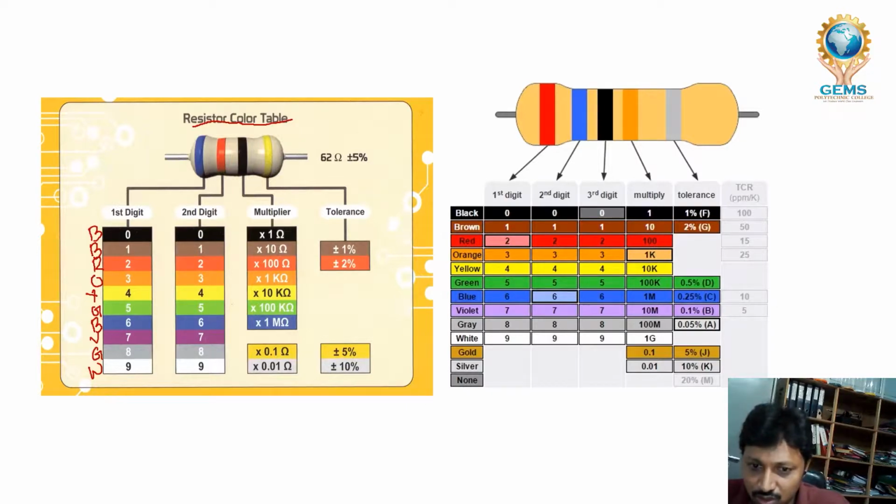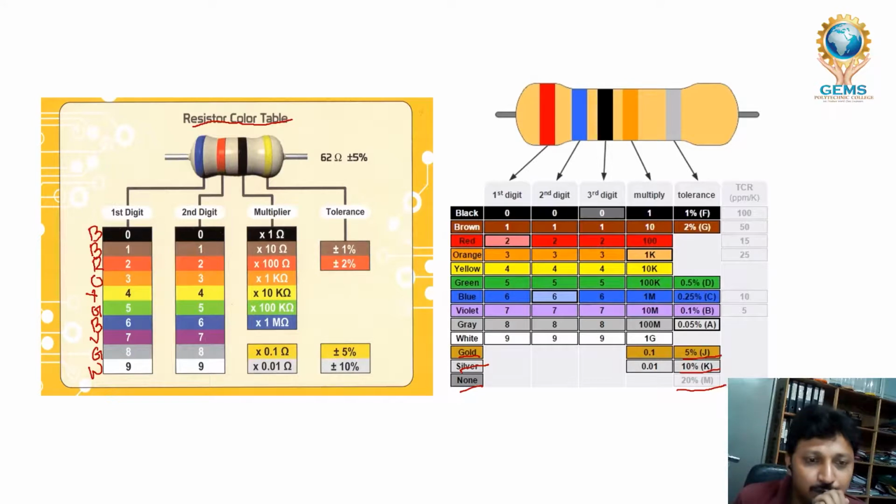So tolerance will change here. The tolerance here, gold is 5%, silver is 10%, and none is 20%. I will explain this one. For example, you take this resistance. I want to find the resistance of this value.